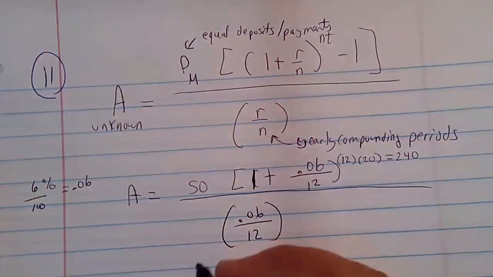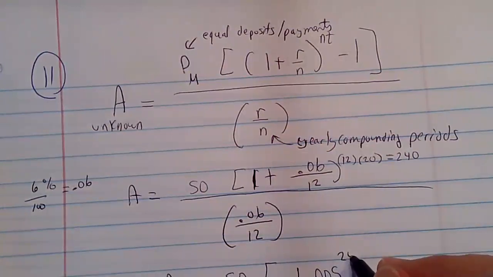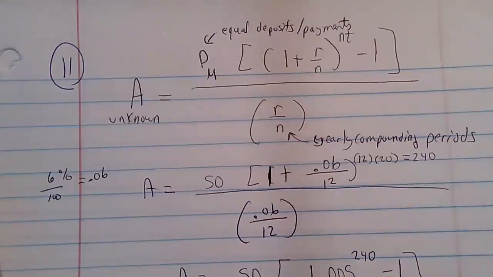So I have A equal to 50, times 1.005 raised to the 240th power, minus 1, all over 0.005. Remember that 0.06 divided by 12 was 0.005.